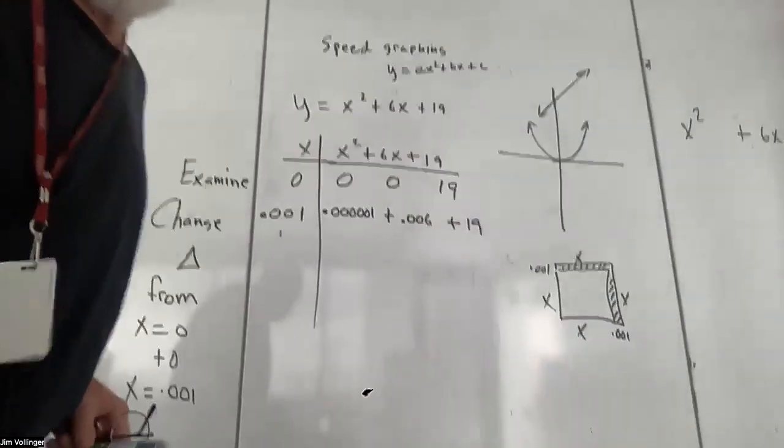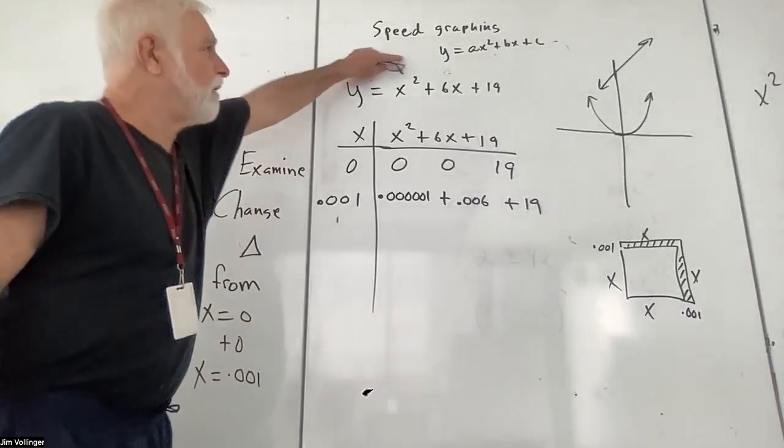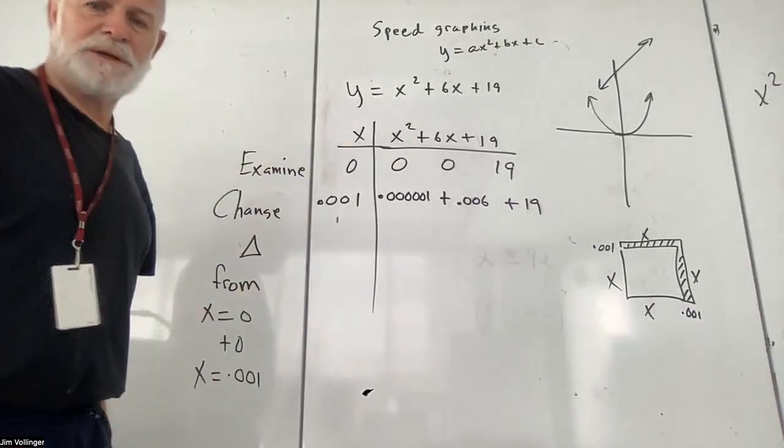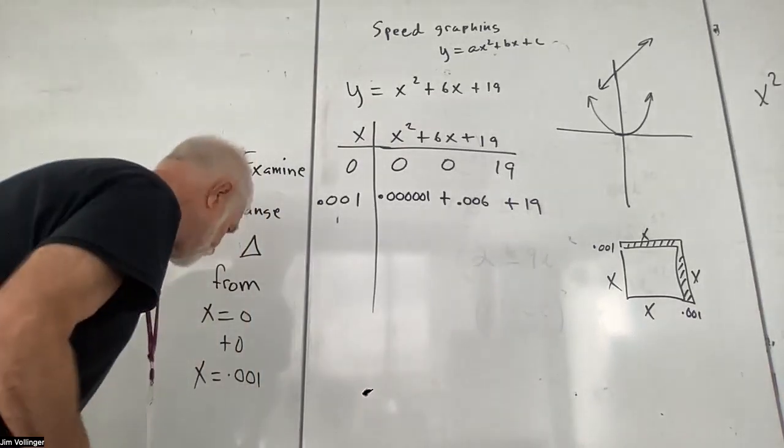All right, so we're speed graphing. I think I got most everything in. Speed graphing, y equals ax squared plus bx plus c. I will be talking for 1 minute here. Get this desk out of the way. All right.